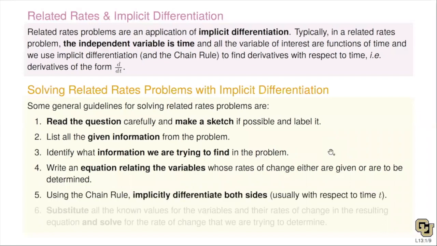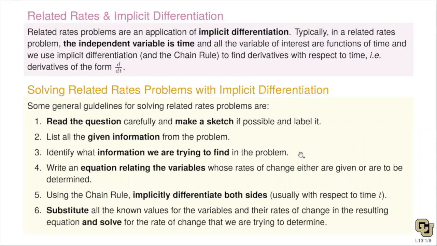Then typically we will take a derivative using implicit differentiation, and then we'd substitute any given values and solve for the rate of change that we're looking for. So now I'm just going to do a bunch of examples because this is really the only way to show you how this goes once I've shown you these basic guidelines.